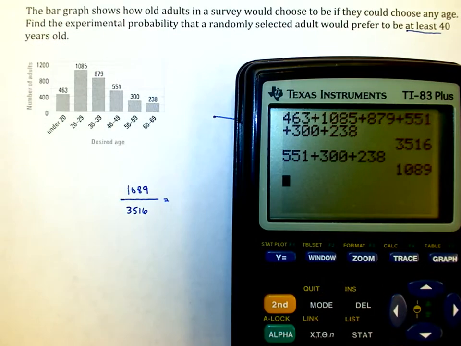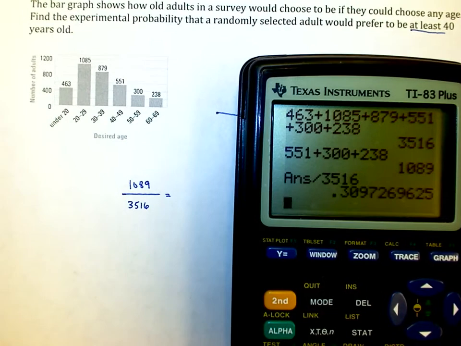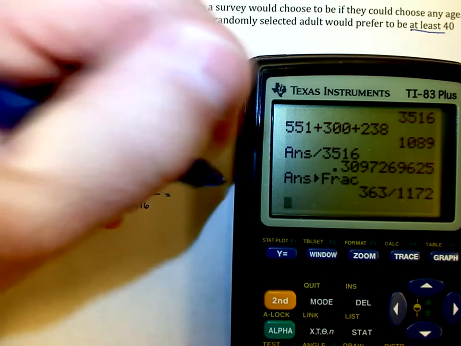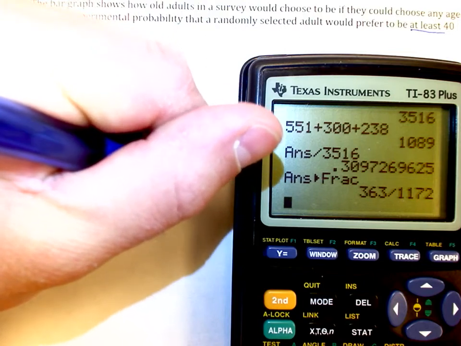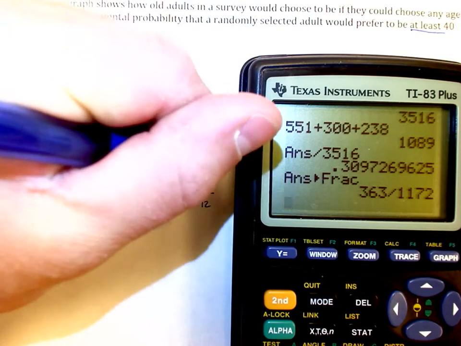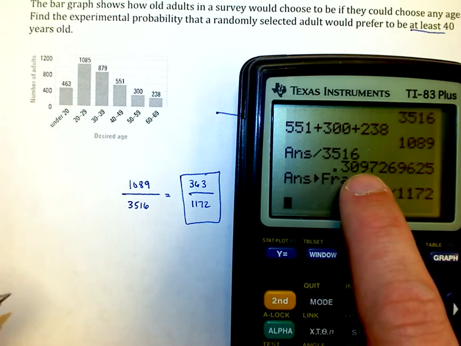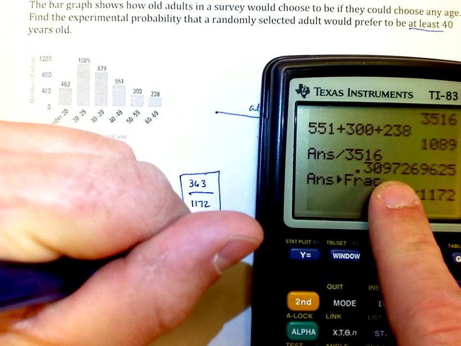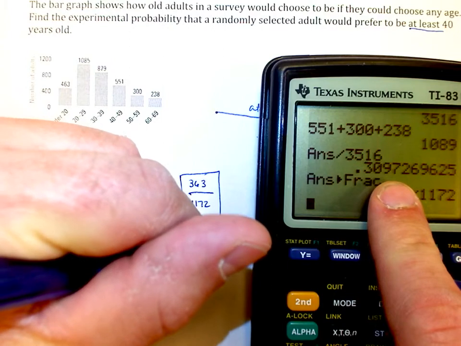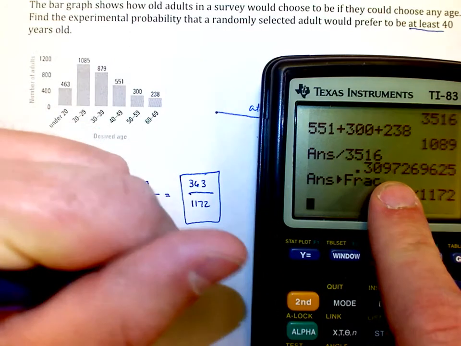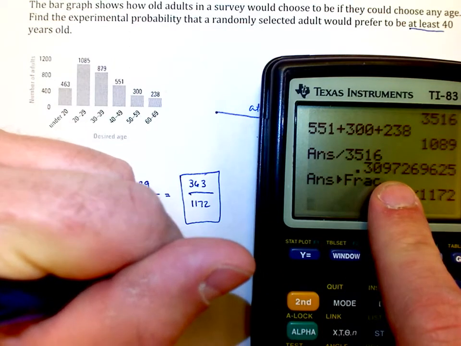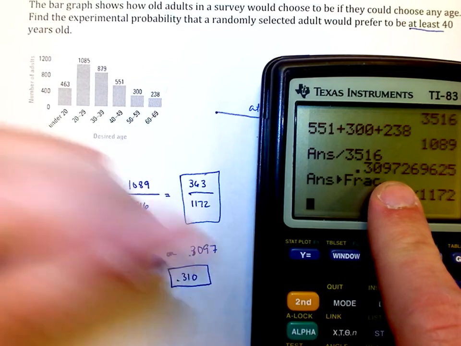So my fraction is 1089 out of 3516. Pretty simple problem, right? I'm going to do math fraction, and it tells me that that reduces to 363 out of 1172. There's one way to state it. Or you can see up above that I could state that as 0.3097. So if I'm going to round that, it looks like it's going to be 0.310.